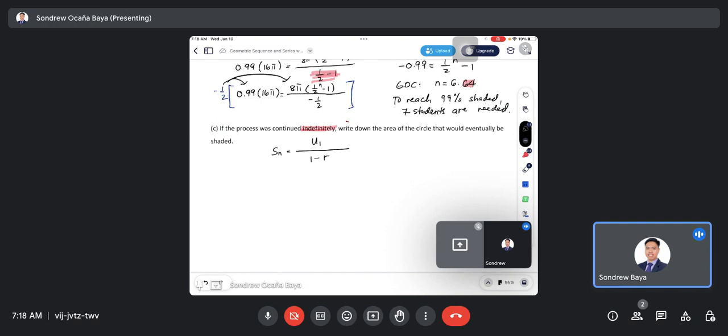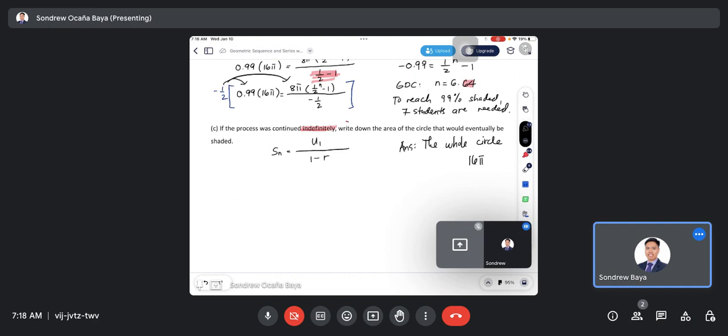Now, if you try to analyze it, if we continue indefinitely, eventually the entire circle, because the area of the circle is fixed. We know for a fact that the area of the circle doesn't change. The area of the circle is 16 pi. All right? Therefore, eventually, the entire area will be shaded. So we could already predict that the answer must be the whole circle, which in this case is 16 pi.